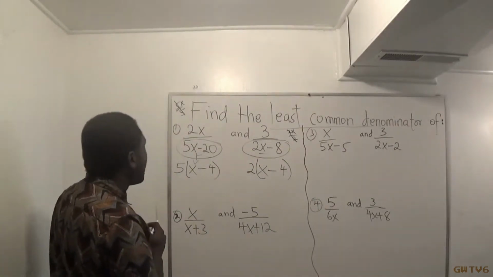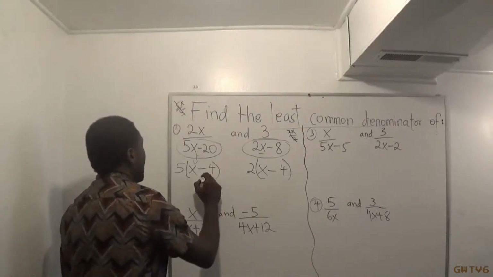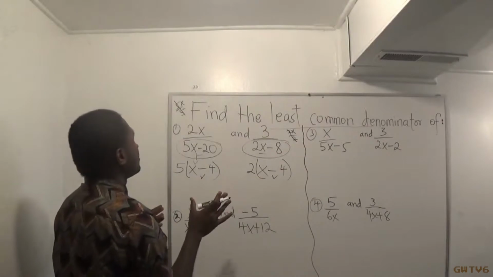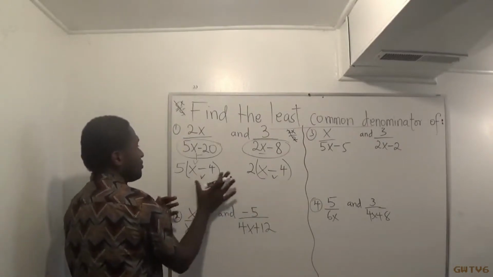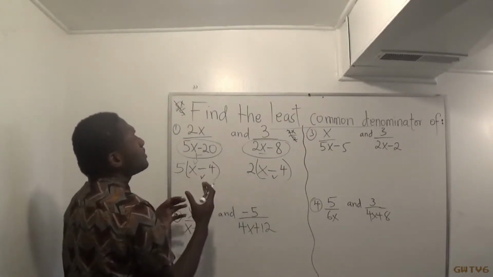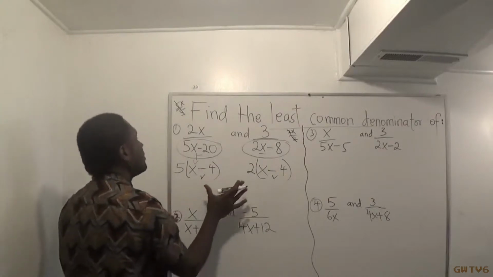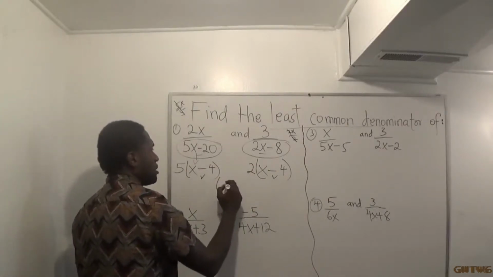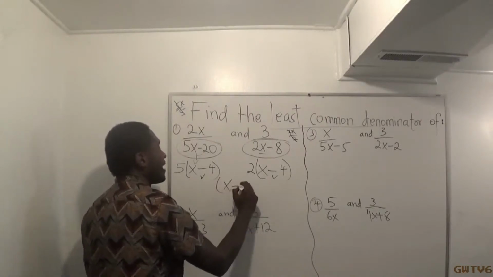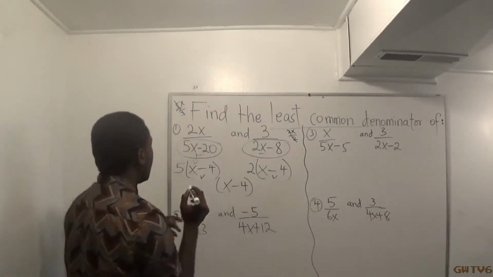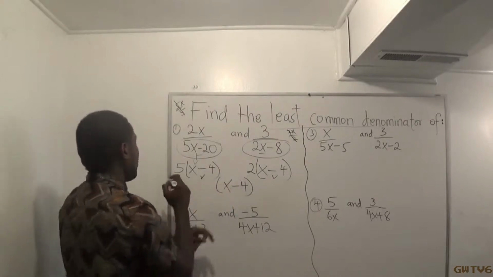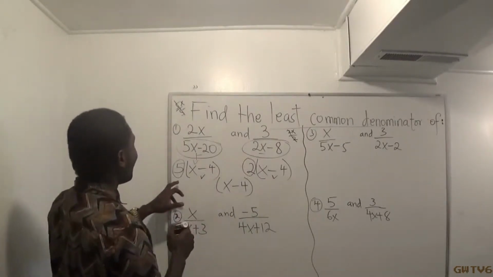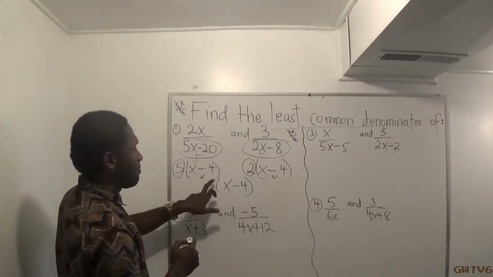And then I check for like terms. In this case, these two are the same. So that means as part of the LCD, I'm going to have to keep one of these. I can't keep two. I can keep one: x minus 4. And with the numbers that I have in front, I'm going to have to find the LCD for 5 and 2, and then put it right here.